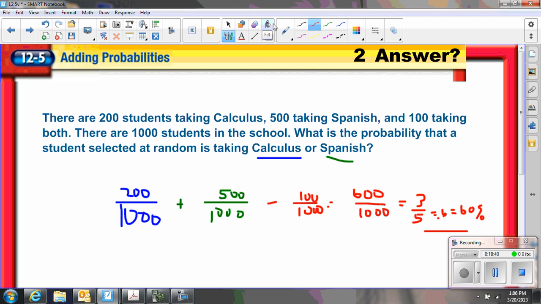So the probability at the school of a student taking either calculus or Spanish, if a student's chosen at random, is about 60%. They will have calculus or Spanish or both.